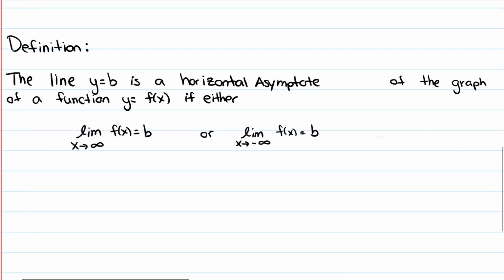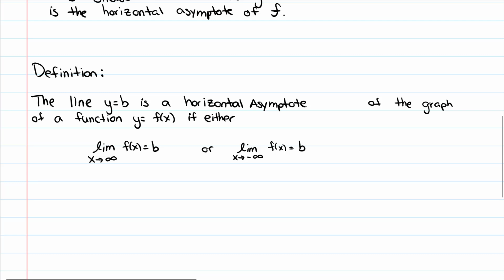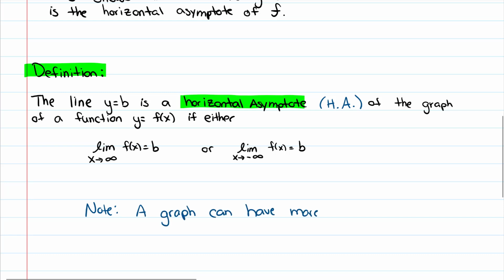So now let's actually get the definition of a horizontal asymptote. The line y equals b is a horizontal asymptote, and for short, we just write that as HA, of the graph of a function y equals f of x if either the limit as x approaches infinity of f of x equals b, or the limit as x approaches negative infinity of f of x equals b. And an important side note is that a graph can have more than one horizontal asymptote. And we will look at examples later where we have multiple horizontal asymptotes.